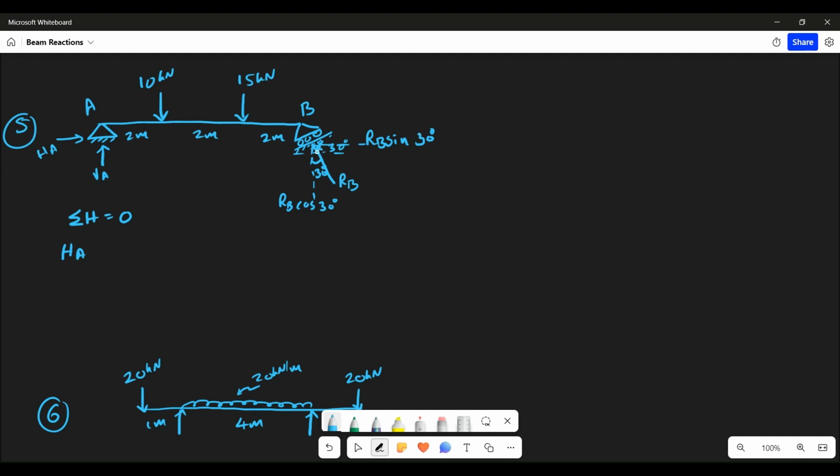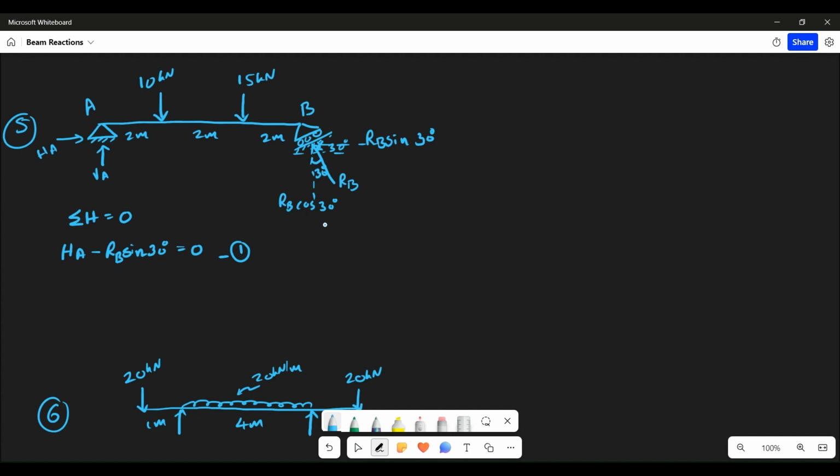And this RB sine 30 is coming towards the negative x-axis, the left side, so we will write it as minus RB sine of 30 degree is equal to 0. Right. We will call this equation 1 and we'll move ahead.